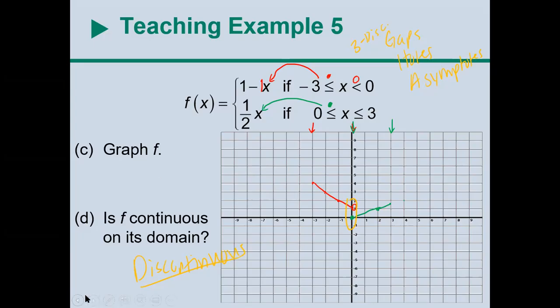Any questions about piecewise with linears? It ties a lot of things together. It ties our inequalities, it ties our linear graphing, and it ties our understanding inequalities.